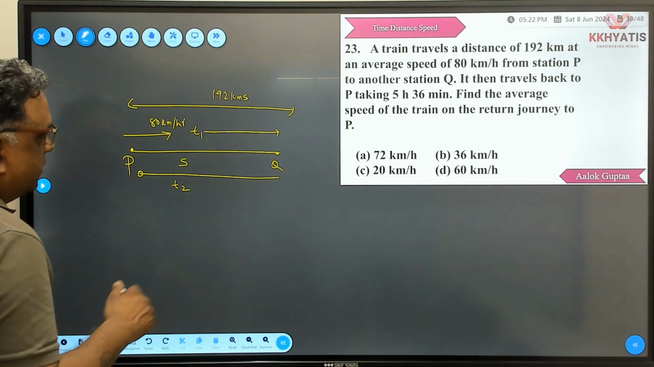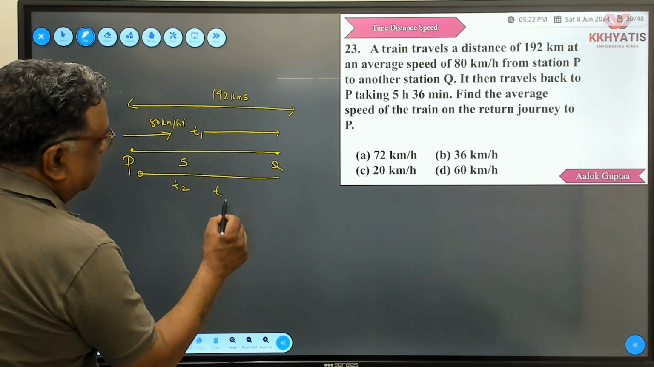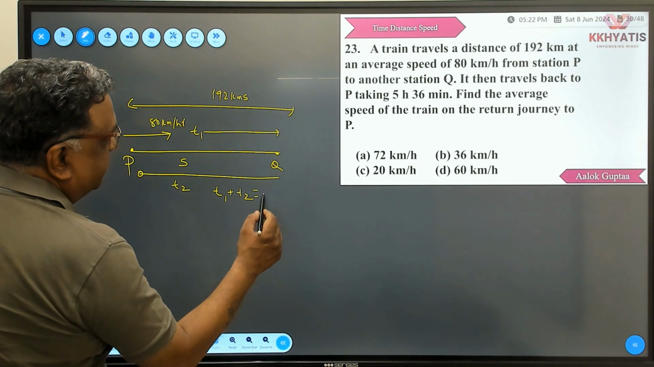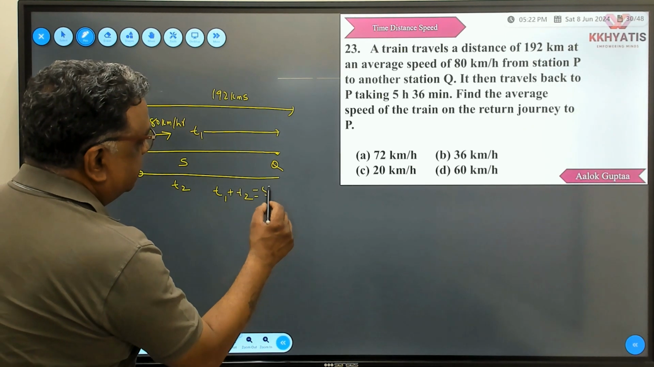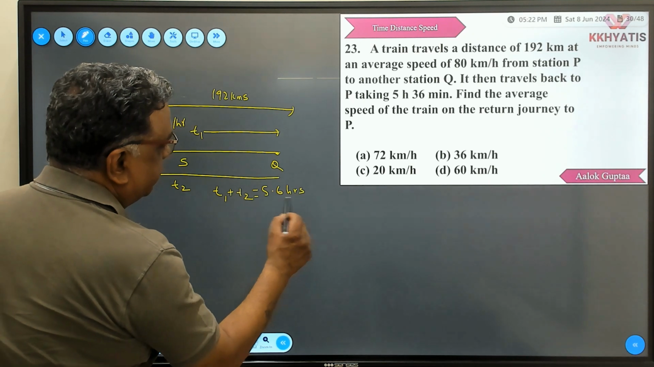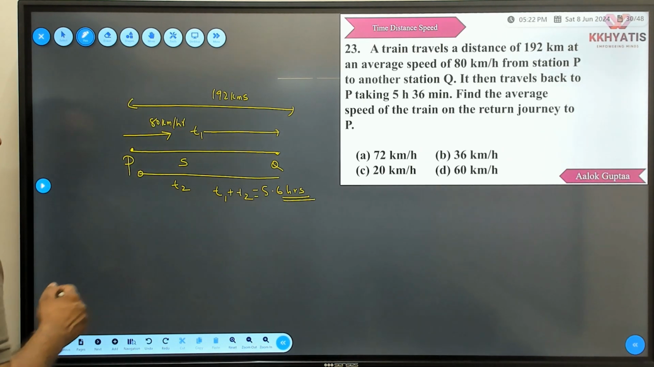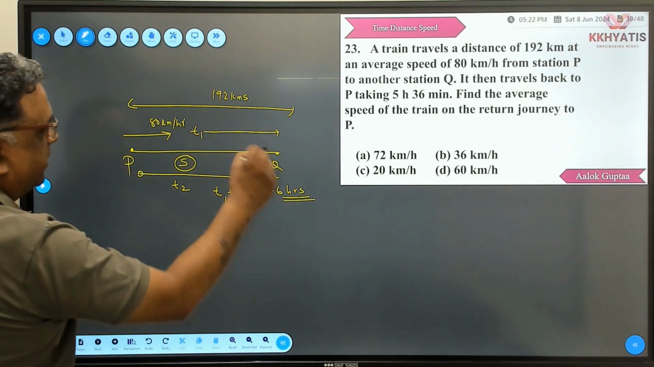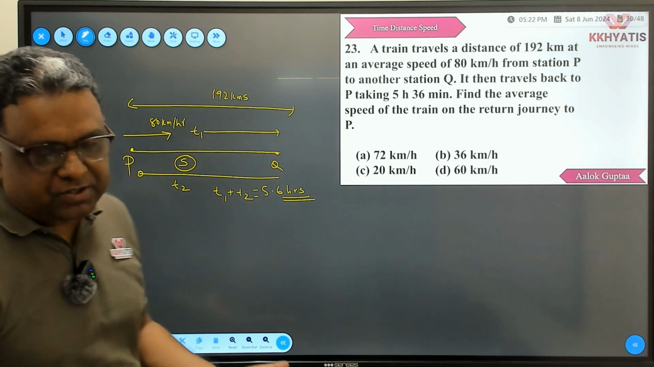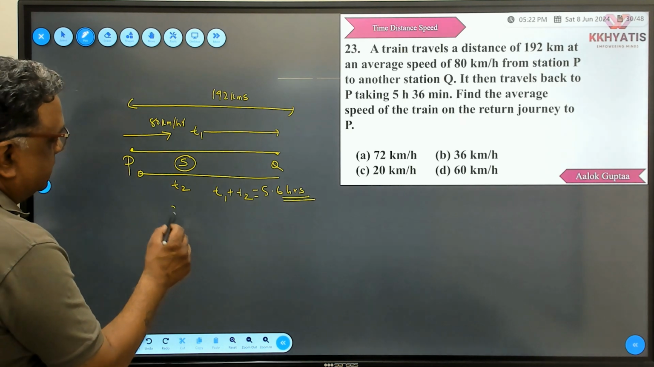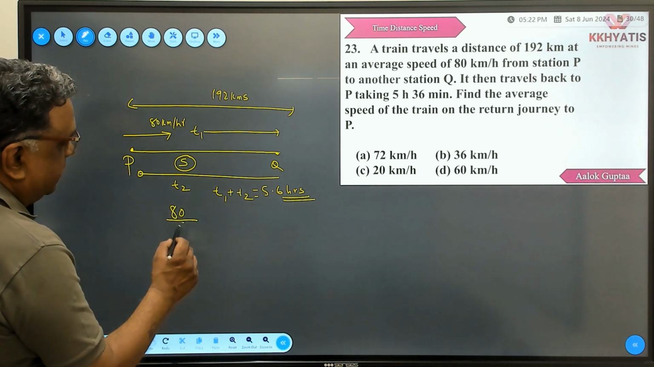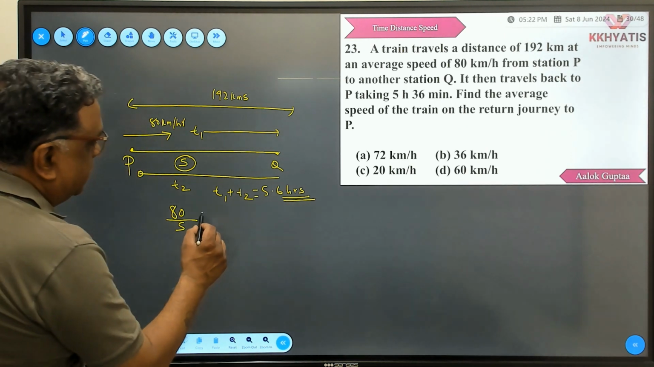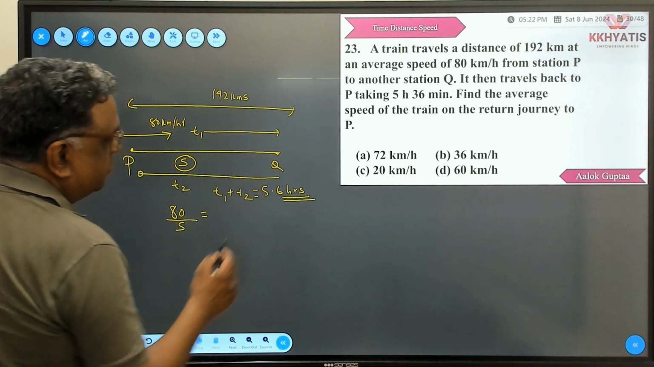So now the total time taken from P to Q, Q to P is 5 hours 36 minutes, which is 5.6 hours, correct? And I have to find the speed S. Now, while going and while coming back, it is traveling the same distance, which means 80 upon S. That is the ratio of the speed. Now, can I say T1 plus T2 is 5.6 hours?